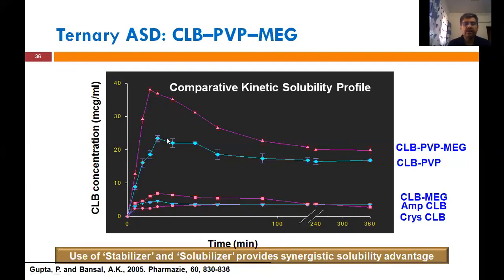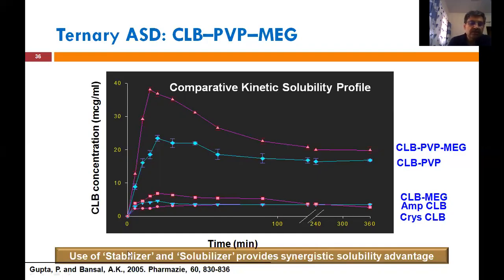This sky blue color curve indicates the solubility that was achieved from the binary system, and this pink color graph shows the solubility that was attained from the ternary system. So there is almost a double increase in the solubility of the celecoxib by inclusion of meglumine, and meglumine was included in the concentration of 10%. So now the composition of the final ternary amorphous solid dispersion was 7 parts of celecoxib, 2 parts of PVP, and 1 part of meglumine.